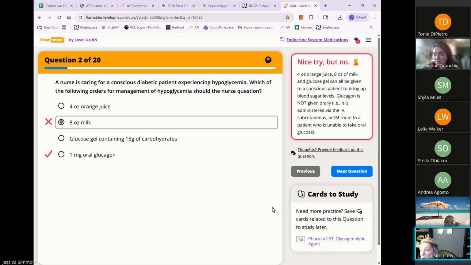So, glucagon, if it can't be given orally, then that would be the one to question. I didn't realize 8 ounces of milk can be given, because I've never seen that. Wouldn't we also question glucagon because it's hypoglycemia? Glucagon would increase the blood sugar, yeah. That's a really good question. I'm glad because it definitely corrected my previous thought.